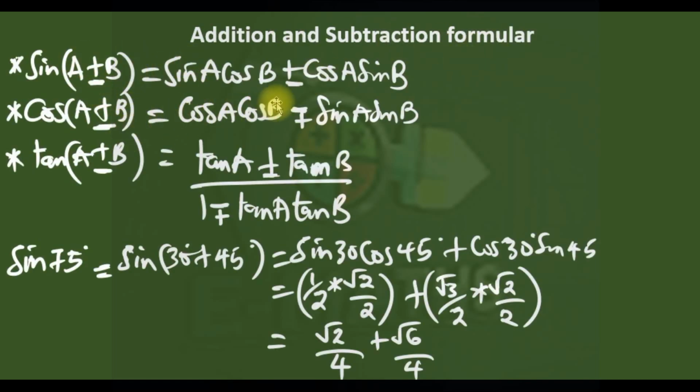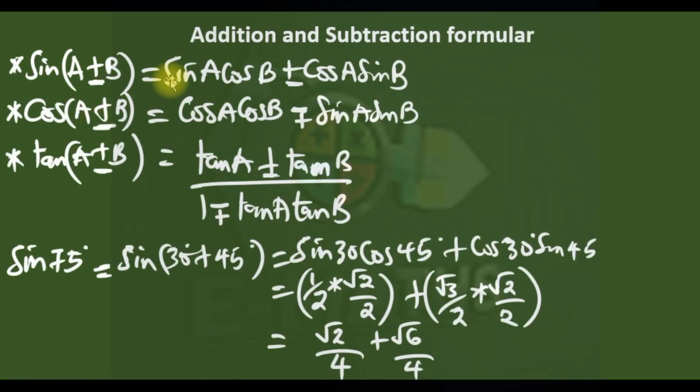I gave the addition and subtraction identity formulas. If you are given sine of a plus b, it is equal to sine a cos b plus cos a sine b, but if it's minus, you use the opposite sign. For cosine, cos of a plus b is cos a cos b minus sine a sine b, but if it's negative, you use positive. So for tan, we're going to continue from here.